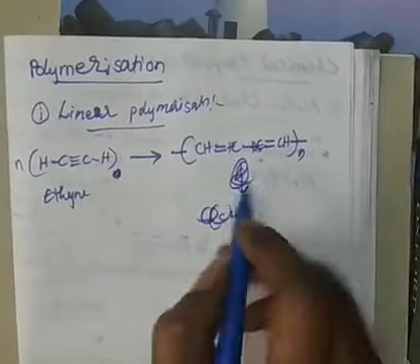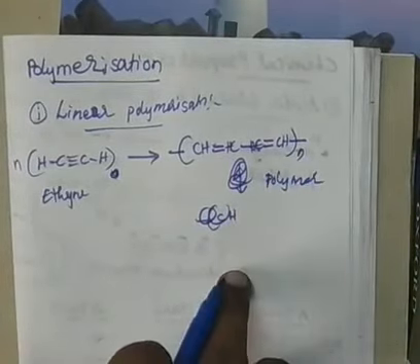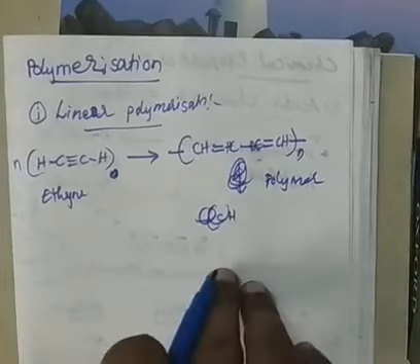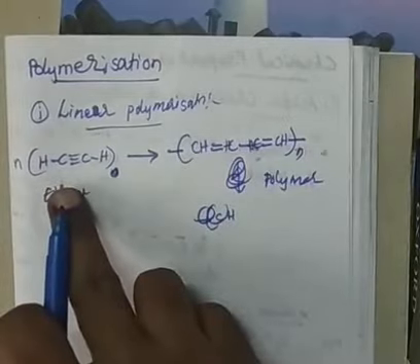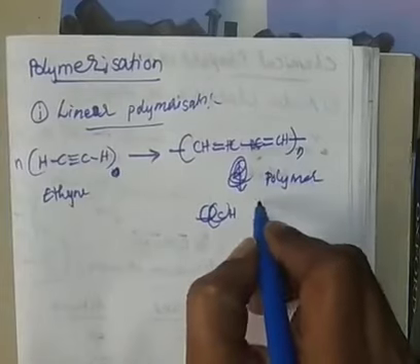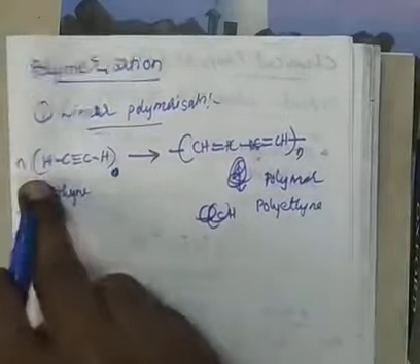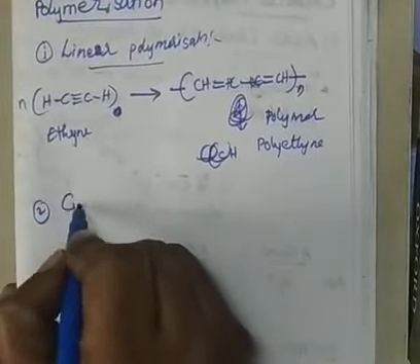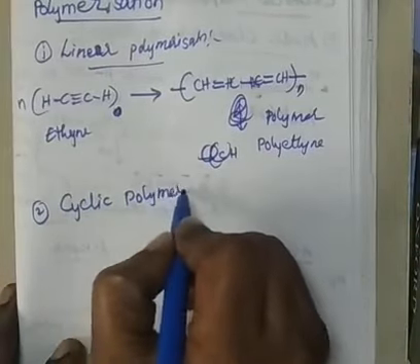This is your polymer, and still in the polymer you have double bonds. They may combine and form a polymerized compound, but when ethyne reacts, it forms polyethyne. What is this polymer's name? Polyethyne. The name it carries from the monomer. Similarly, cyclic polymerization is the other one. Cyclic means a cyclic system is formed during polymerization.